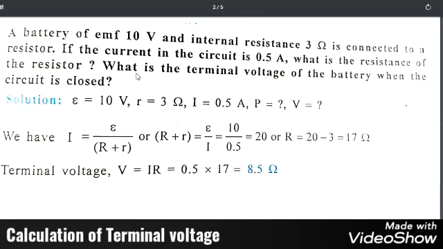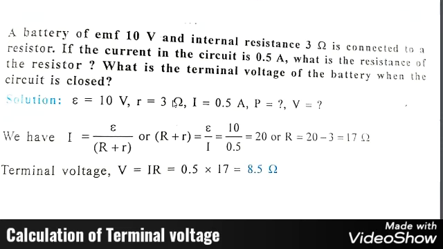Here we have to calculate the resistance of the resistor, that is capital R. And what is the terminal voltage of the battery when the circuit is closed? The terminal voltage is taken as V, the terminal potential difference, right? Here E is given, r is given, I is given. We have to calculate R and V. Okay, let us take the formula: I is equal to E divided by R plus r.